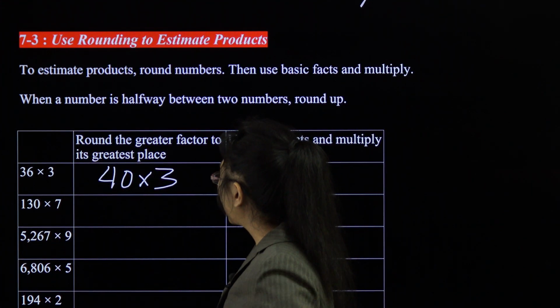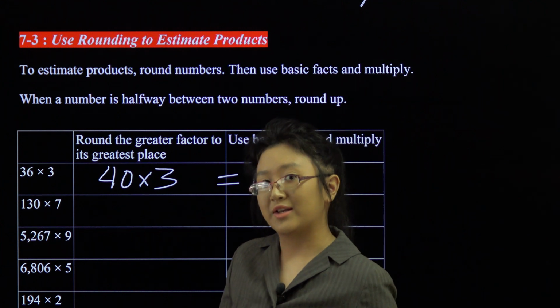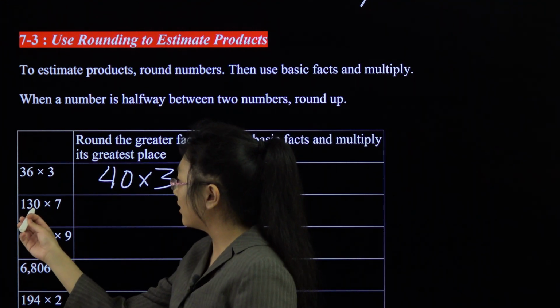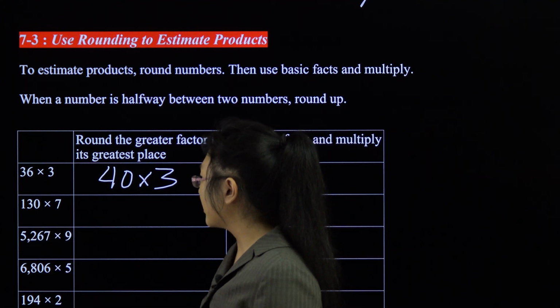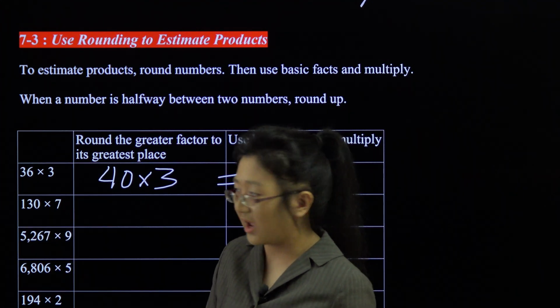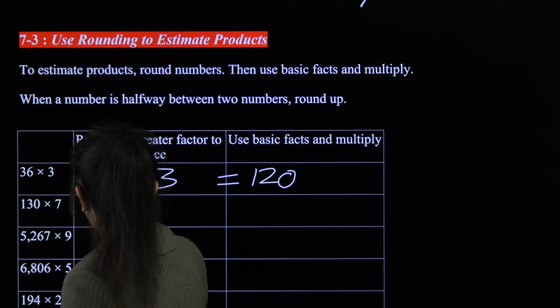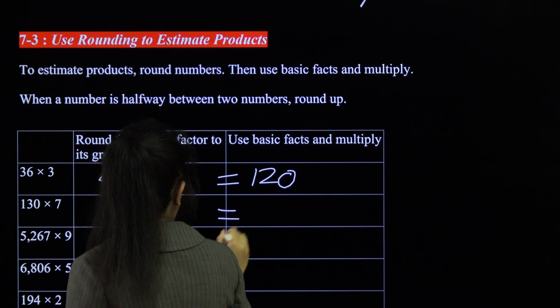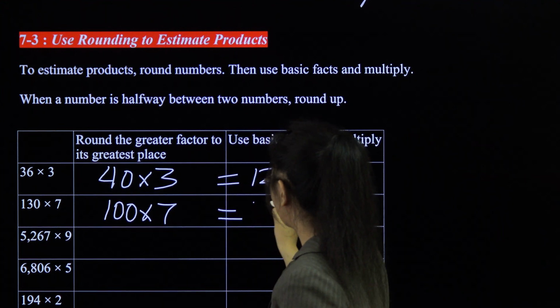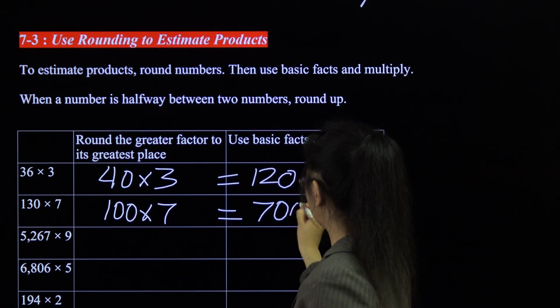130 is a greater factor, round to its greatest place. The greatest place is, well, the hundreds place. So you look at the tens place, it's a 3. 3 is smaller than 5. You round down and you get 100 times 7. You use basic facts to multiply. 1 times 7 equals 7, and then you add on the 2 zeros.